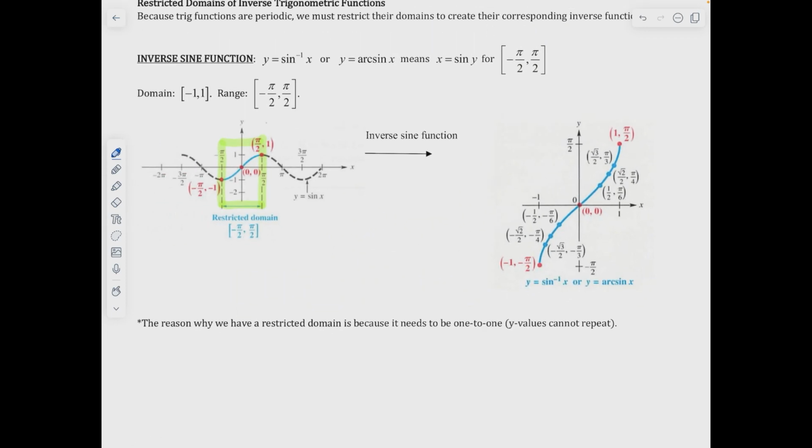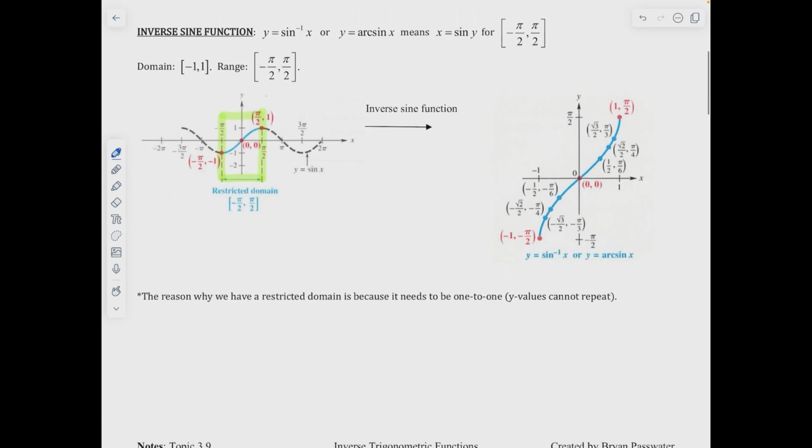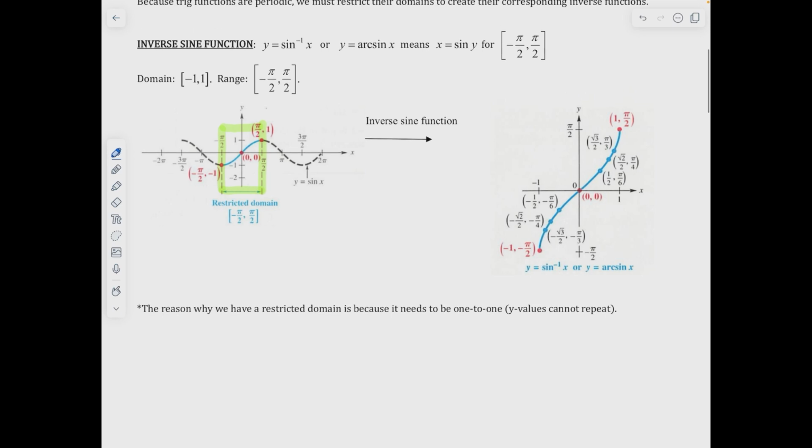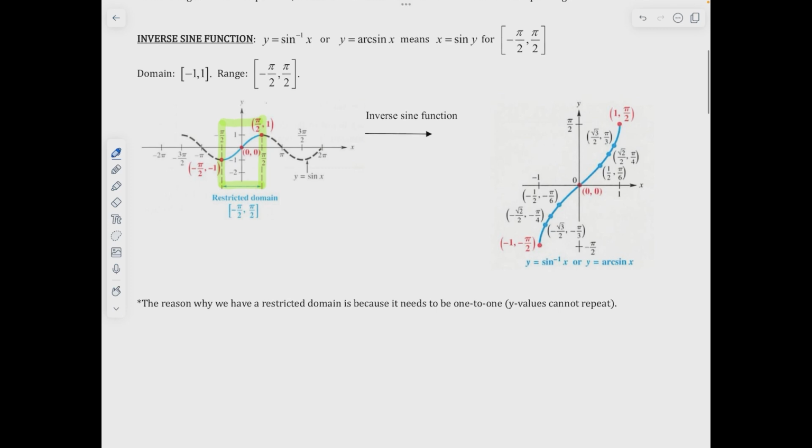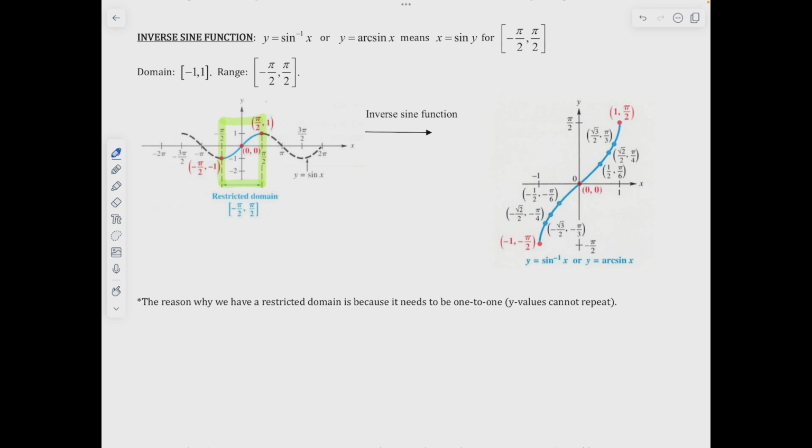Okay, we'll talk more about the graph later on in part 2, but for now we're just getting an understanding of what's happening here. Okay, the star asterisk there, it says the reason why we have a restricted domain is because it needs to be 1-to-1. The y values cannot repeat themselves. Okay, so this is how we come up with inverse sine, and that's why it's only between negative pi over 2 to positive pi over 2.